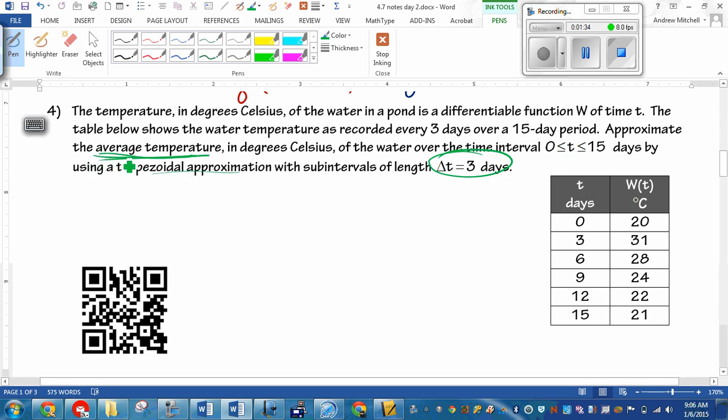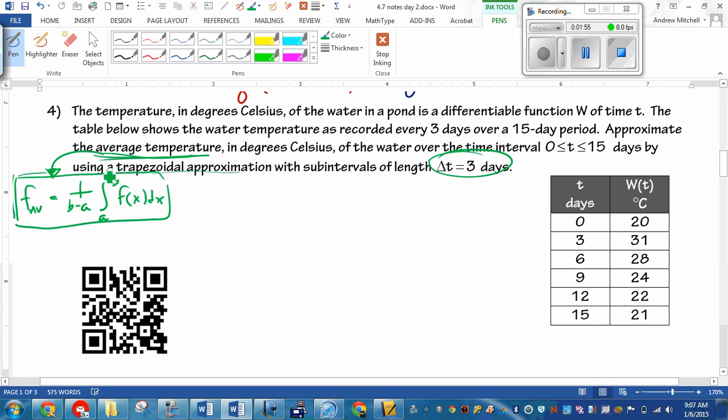We're asked to find the average temperature. Well, that means we have to use a specific formula. We've learned a formula for the average value of f, which is 1 over b minus a times the definite integral from a to b of f of x dx. We talked about the mean value theorem for definite integrals. This gives us the average value of f. This is important to remember: we're only using this because it's asking us for the average temperature.